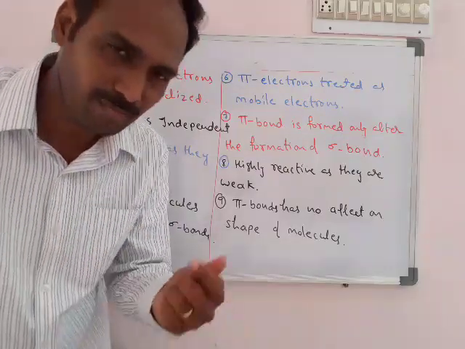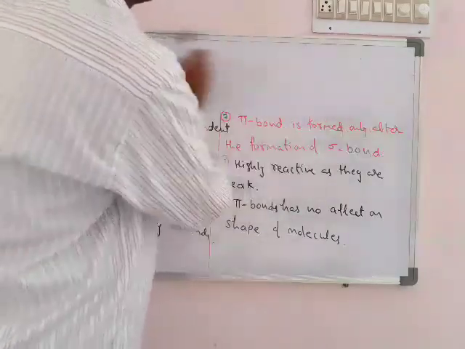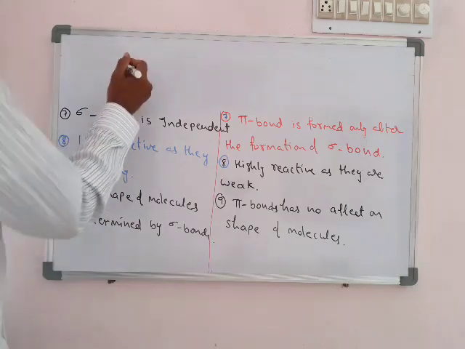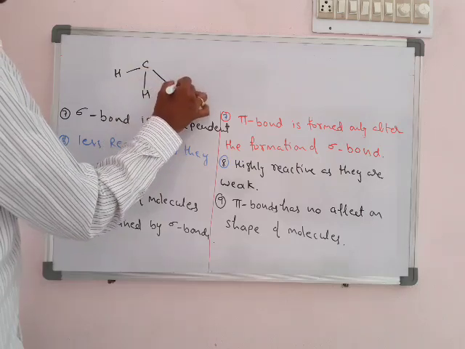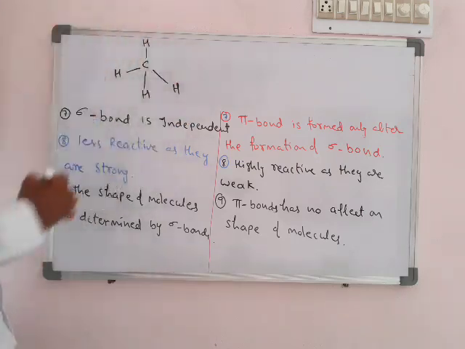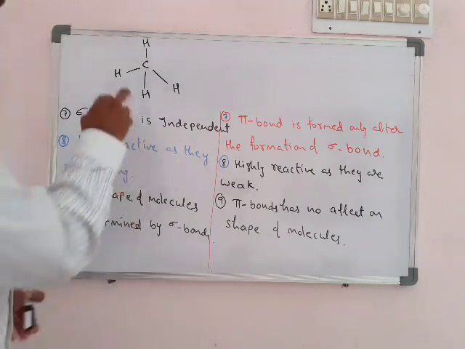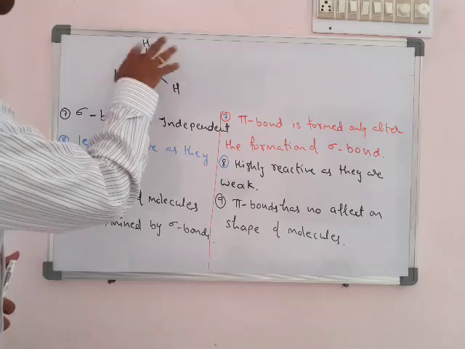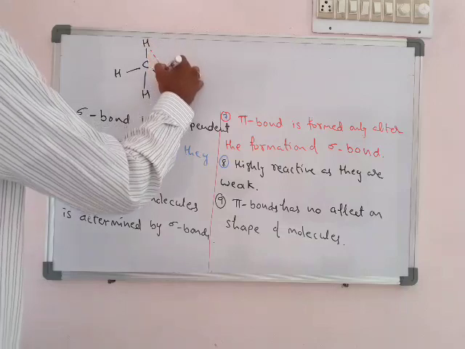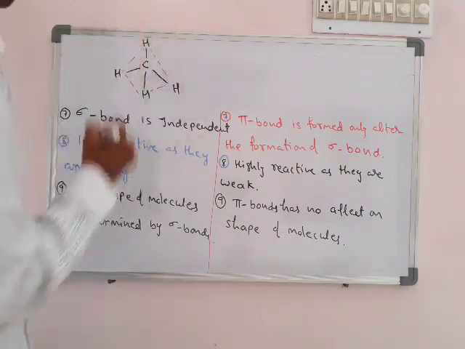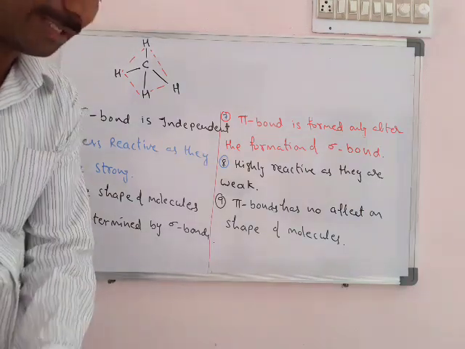For example, methane formation, CH4. Four bonds are formed, so its shape is tetrahedral. Four bonds formed in different directions, but that is treated as a tetrahedral shape. For example, take the ethene molecule.